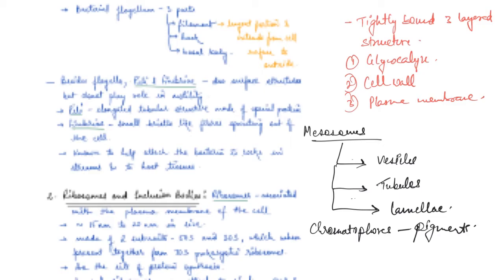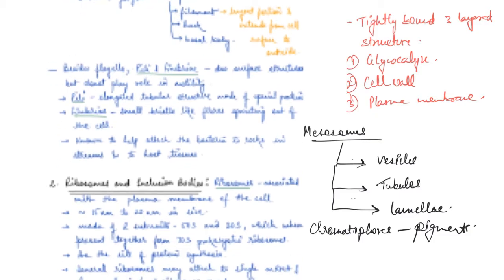Pili are nothing but elongated tubular structures, made up of special proteins. On the other hand, fimbriae are bristle-like fibers which sprout out of the cell. Both of these are known to help attach the bacteria to, say, rocks in high streams, or even to the host tissue as well. So basically they are an attachment tool for the bacteria, right? So this is all about the cell envelope and its modification.